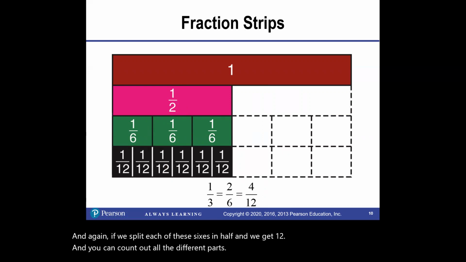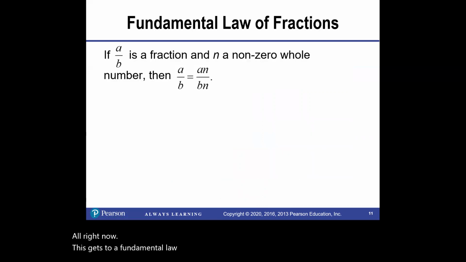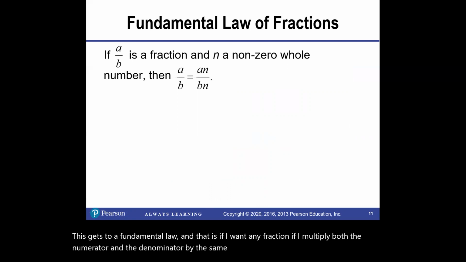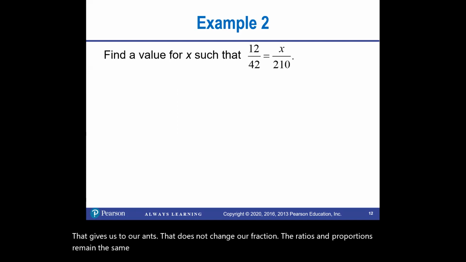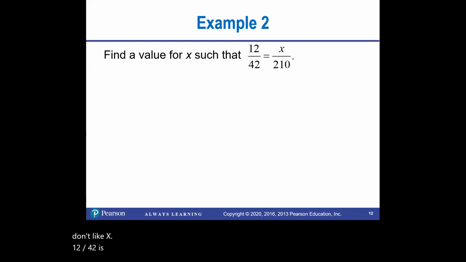All right, now this gets to a fundamental law, and that is, if I want any fraction, if I multiply both the numerator and the denominator by the same number, that does not change our fraction. The ratios and proportions remain the same. So here, let's take this example. I want to find x. You can use a box if you don't like x. 12 over 42 is what over 210?